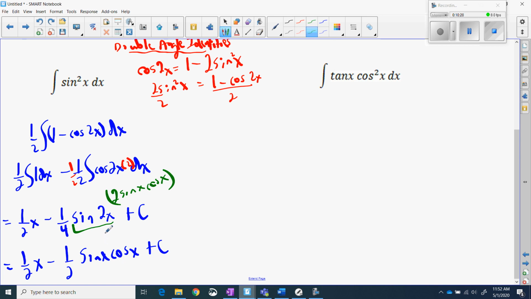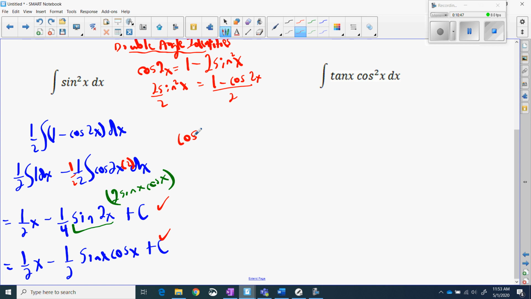Okay, so in that one, I would mark either that one or that one. They'd both be right. But if you see the integral of sine squared x dx or cos squared x dx, you're going to go to double angle identities. Now you say, well, how would it be different if it was cos squared? Let's just think about it for a second.